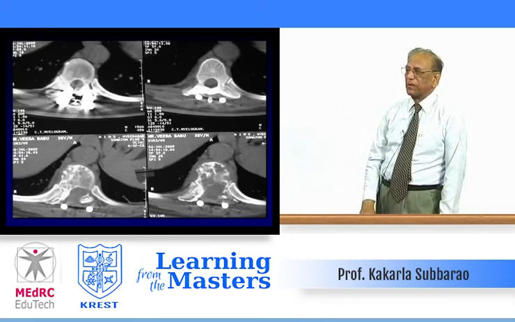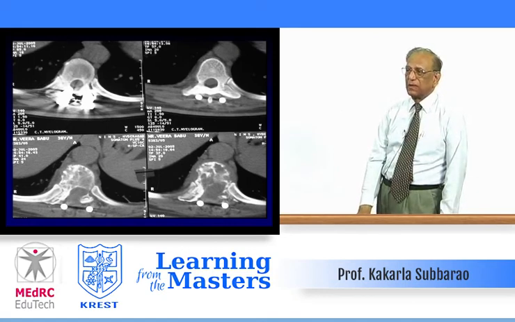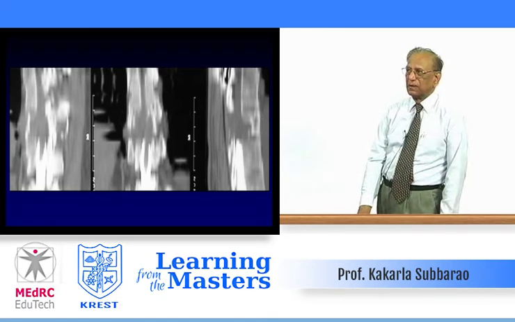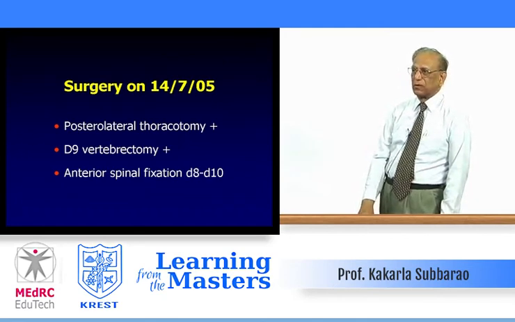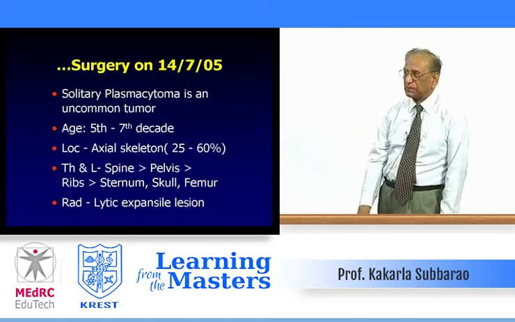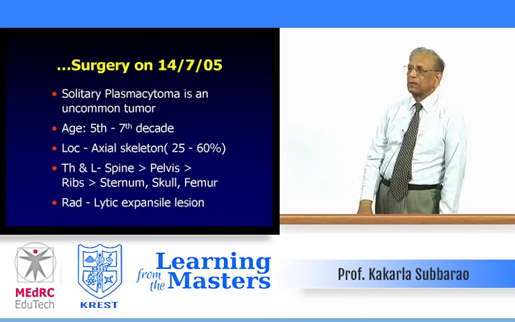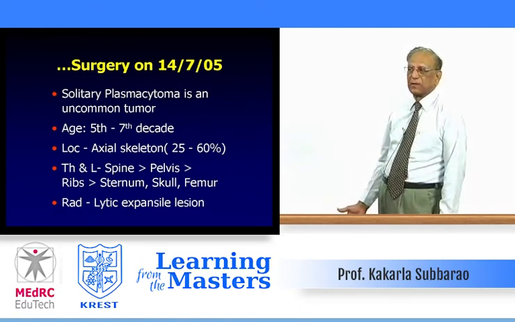Again an MRI was done. It is a little more aggressive this time, the lesion extending posteriorly. Again the same thing, a little more aggressive a year after. Again surgery, posterolateral thoracotomy and D9 vertebrectomy, anterior spinal fixation was done. Solitary plasmacytoma, it appears to be, on histopathology.